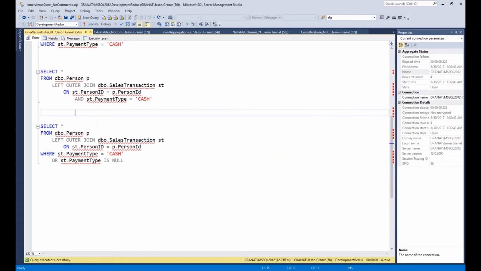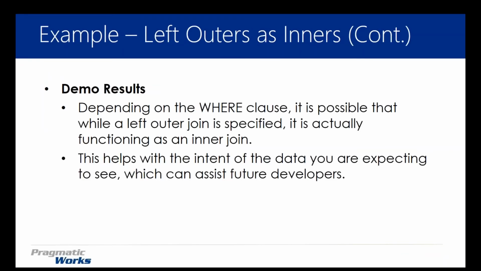So I know that this example seems kind of silly, and so simple, but depending on what you have in that where clause, even though you may have specified a left outer, it may be functioning as an inner join. And from a performance perspective, you're not going to gain any performance by changing that left outer to an inner in that particular case, because the engine is already doing that behind the scenes. It's already saying, hey, that's really an inner join that's happening there.